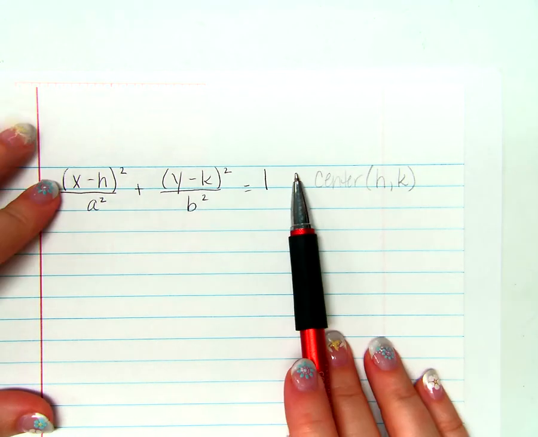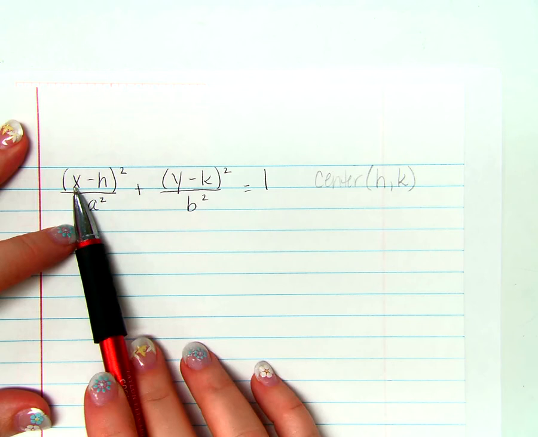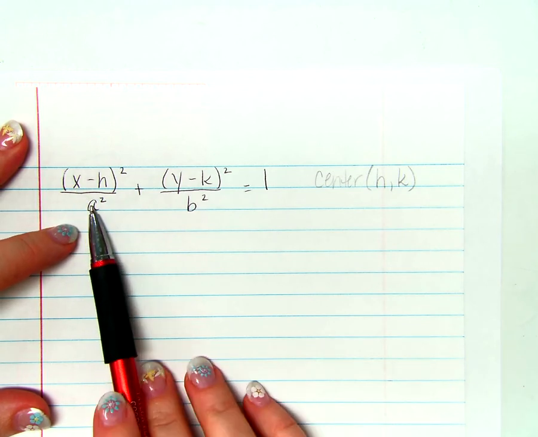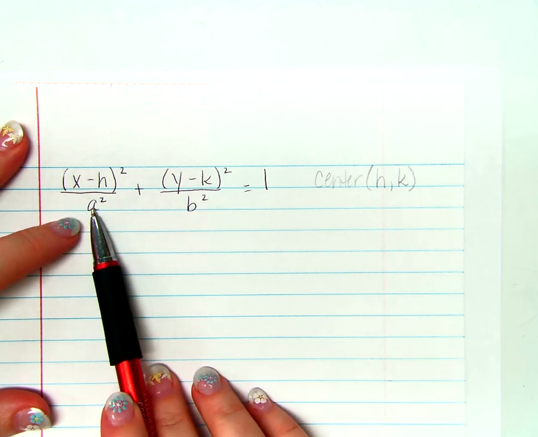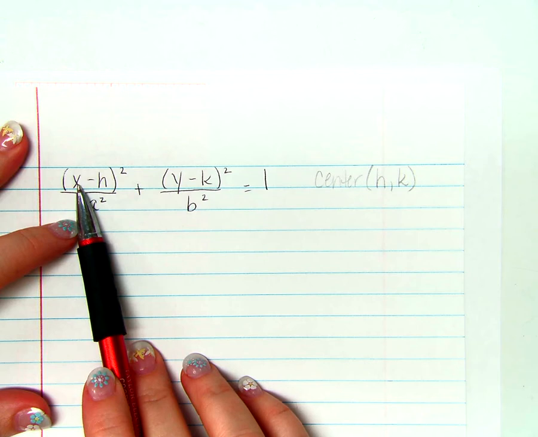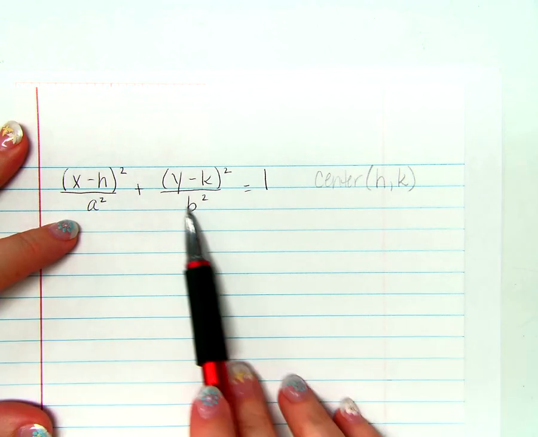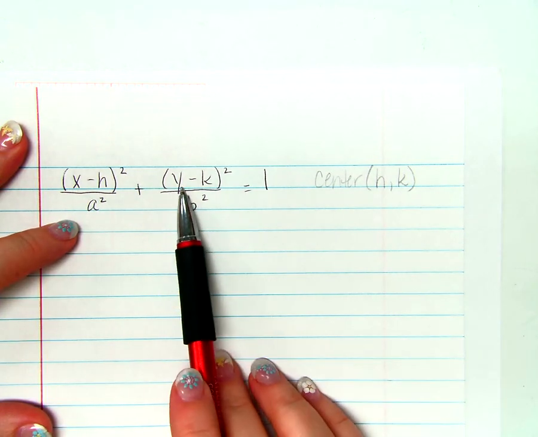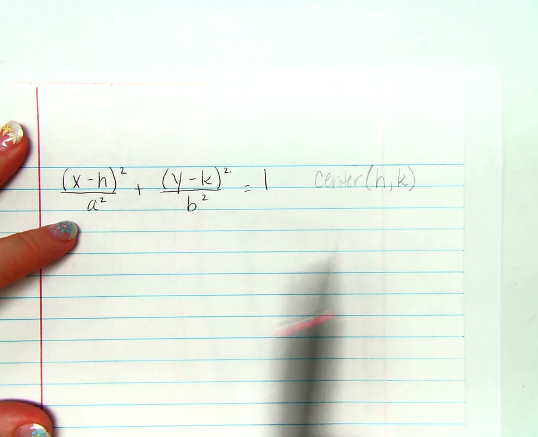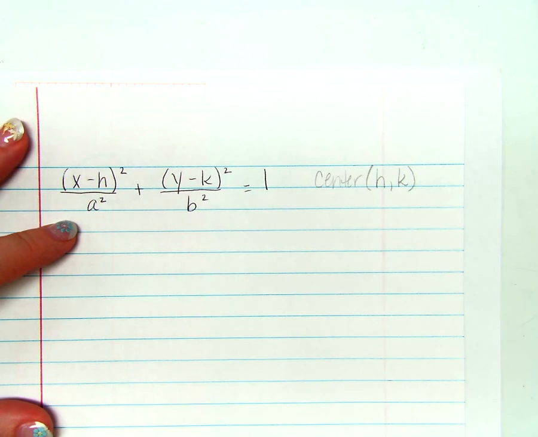So think about this. If there's a number under the x squared, the square root of this number is how far you're going to go on the x-axis. The square root of the number under the y squared is how far you're going to go in the y direction, not necessarily the y-axis, depending on where the center is.